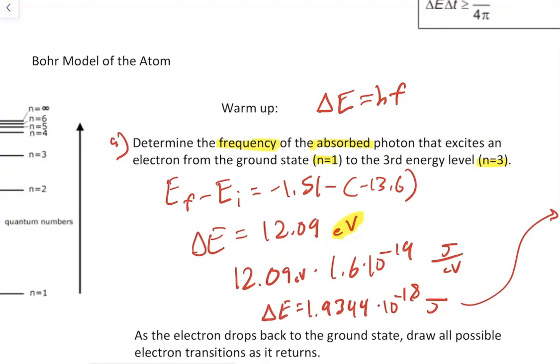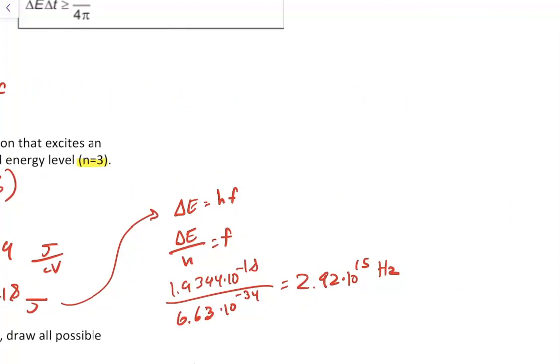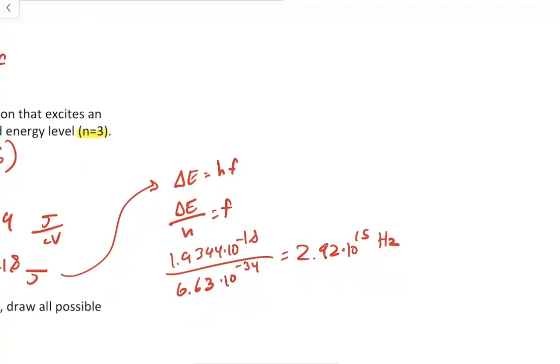So I've got a change in energy of 1.9344 times 10 to the negative 18th joules. If you ended up with 12.09, that just means you need to convert it to joules. And then after that, I know my change in energy is equal to hf, given the h that is in my data booklet of 6.63 times 10 to the negative 34, we'll end up with a specific frequency, 2.92 times 10 to the 15th hertz.